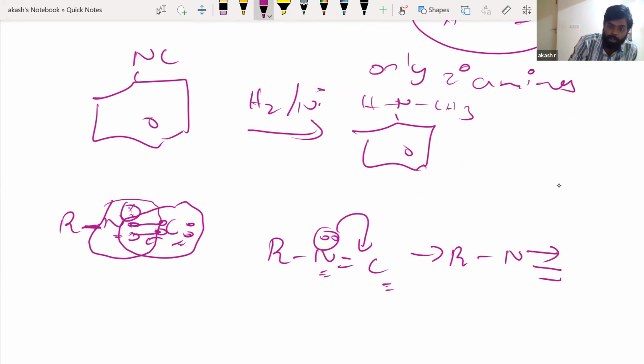1 coordinate bond, 2 normal covalent bonds. The arrow mark says that the lone pair is getting donated from nitrogen to carbon. It's very simple. Every covalent bond requires 2 electrons, but the speciality of a coordinate bond is that both the electrons come from one of the species, whereas in a normal covalent bond, 1 electron comes from one and another electron from the other. This is a special one. This is how carbon's valency is satisfied.